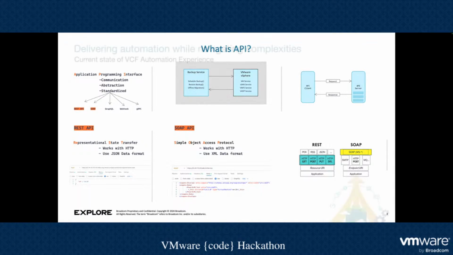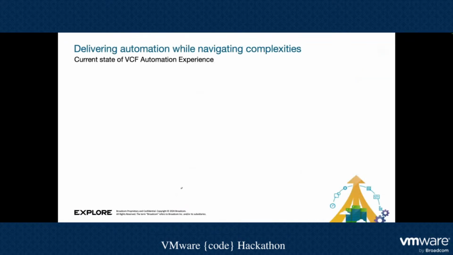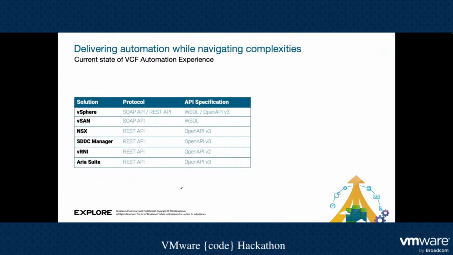Okay, so let's move next. Now let's look at our current API state across the VCF stack. So on the vSphere side, we have SOAP, and we will look at what an API specification is and what it means. But for a starter, we have SOAP API, and the API specification for SOAP API is basically the WSDL, which is Web Service Definition Language. The API specification document that we are talking about, which is WSDL, is basically an XML document.